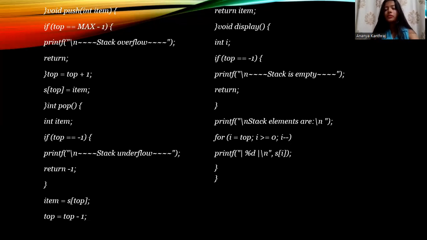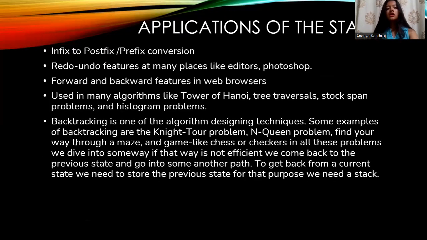If top is equal to -1, then again stack is empty, return. Then again printf the following stack elements are, for integer i is equal to top, while i is greater than or equal to 0, i is decremented, that is i--. printf %d, s[i], close the brackets. So here you're going to get the result of the above program. According to how many elements you want to push and pop, you're going to get your desired output. So let's look into the applications of stack.